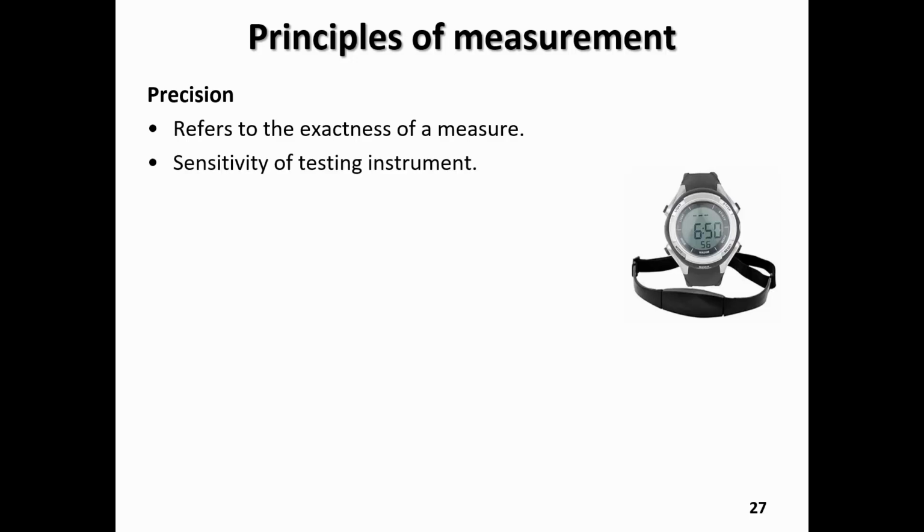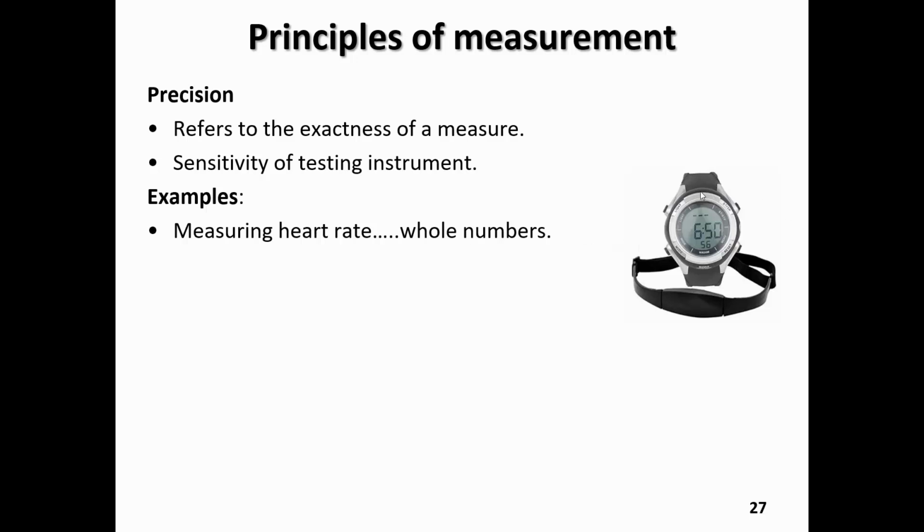In this lecture, we're going to review some of the basic principles of measurement and the different levels of measurement along different scales. One of the key principles of quantifying our observations is this concept of precision. Precision refers to the exactness of a measure and is considered a reflection of the sensitivity of the testing instrument. And we look at some examples here.